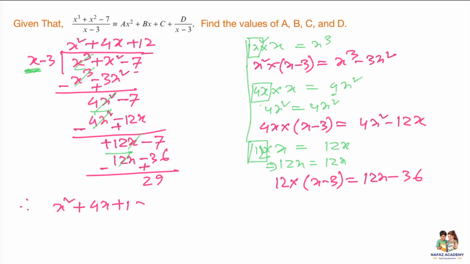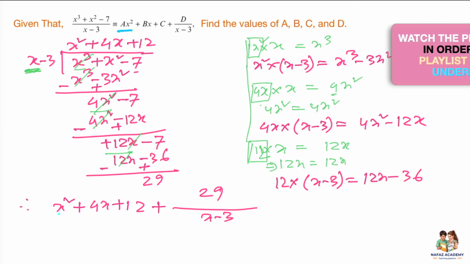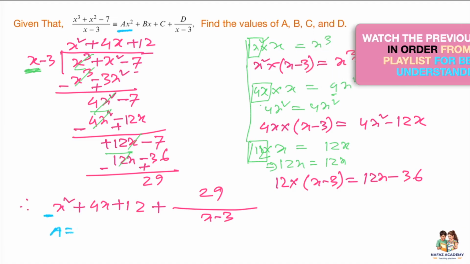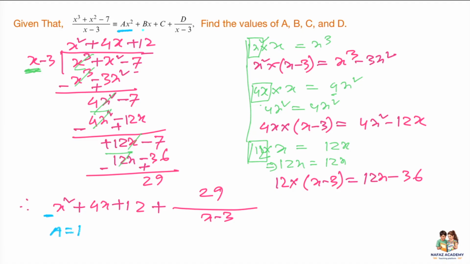So what is the rule to write it? At first write the quotient, then plus sign, then draw a line for a fractional line, and now the numerator is the remainder and the denominator is the divisor. It is the rule, right? x square plus 4x plus 12. So what is the answer?